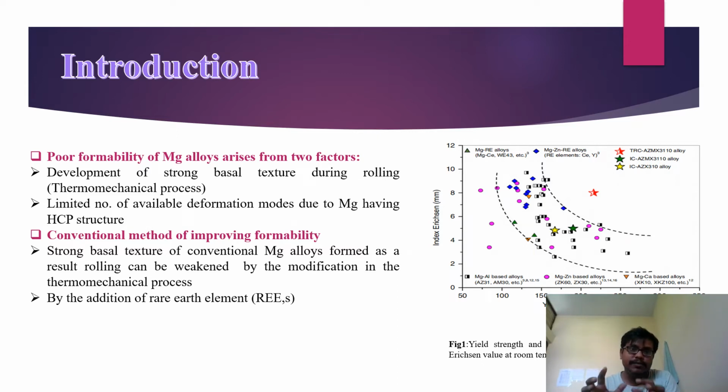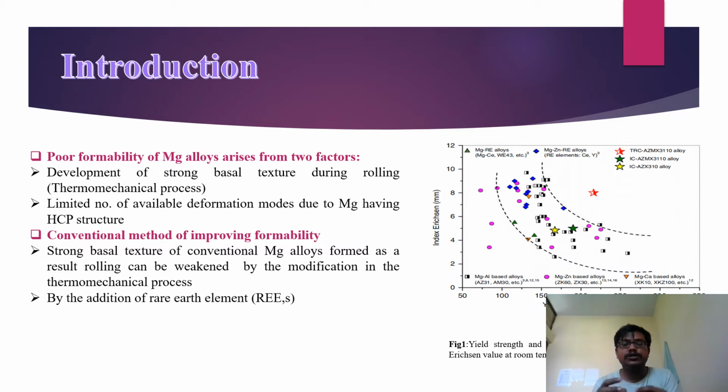And the second method is by the addition of the rare earth elements. What should a rare earth element do inside the magnesium alloy? So whenever we add rare earth elements inside the magnesium alloy, it randomizes or weakens the strong basal textures, due to which it improves the formability.